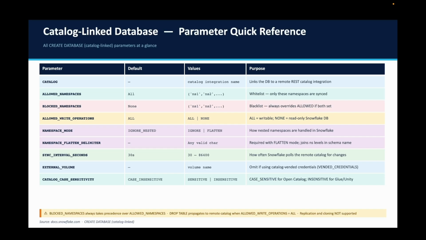So with this, we have covered catalog linked databases, how the catalog linked database is created and a corresponding table, and what the parameters are that a catalog linked database supports for refresh interval, sync interval, and values related to allowing namespaces or blocking namespaces, also allowing read write operations. With that, we have covered the catalog linked database offering from Snowflake.